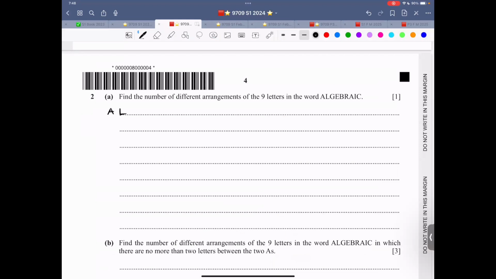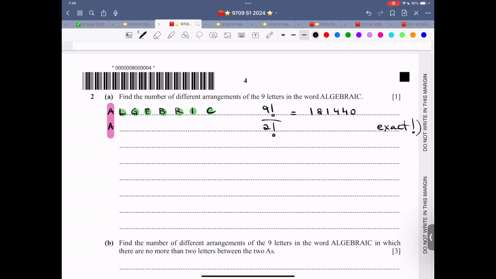So A, L, G, E, B, R, A, I, and C. What we observe is that there are only 2 A's and the rest are all different. The rest are L, G, E, B, R, I, C. 7 plus 2, that is 9. So this is 9 factorial divided by 2 factorial. Let's use the calculator. 9 factorial over 2 factorial is 181,440.